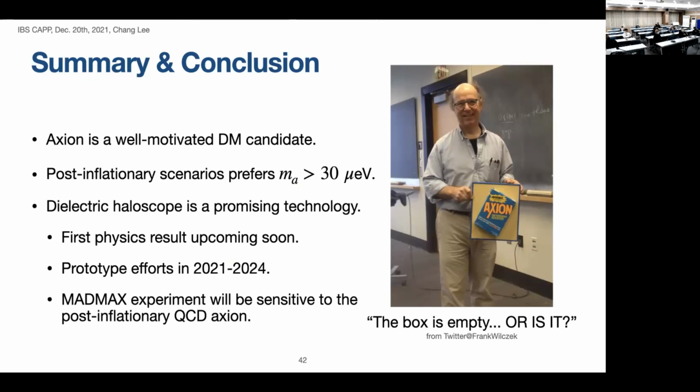So here's the summary. This is the dark matter candidate, and we are interested in detecting axions of 30 microeV, and the dielectric haloscope is a promising approach to cover this. Nonetheless, we are very successful with the small first prototype and proof of principle setup, and we want to do the first dark matter search, and the prototype will continue until 2024 or 25. And the question is: is it really filled or is it empty?